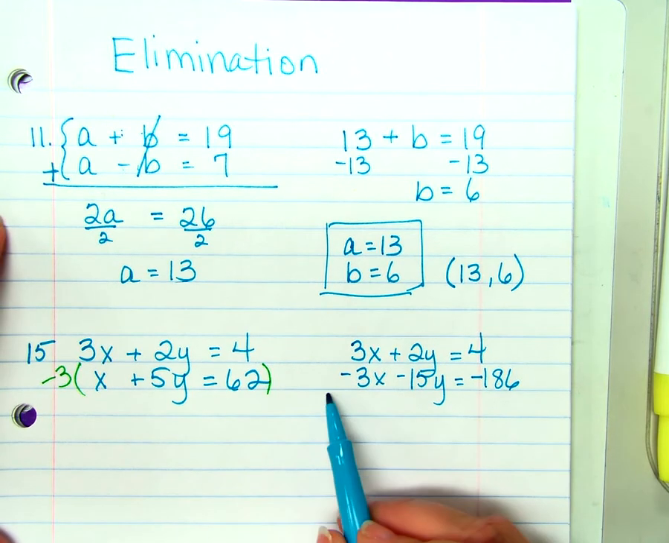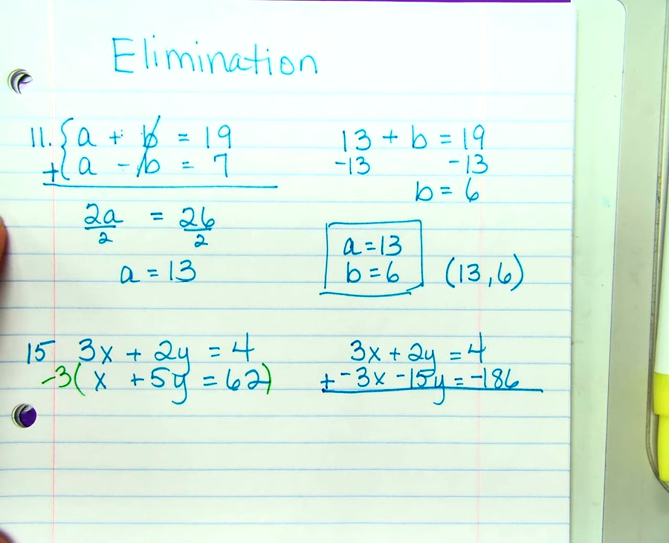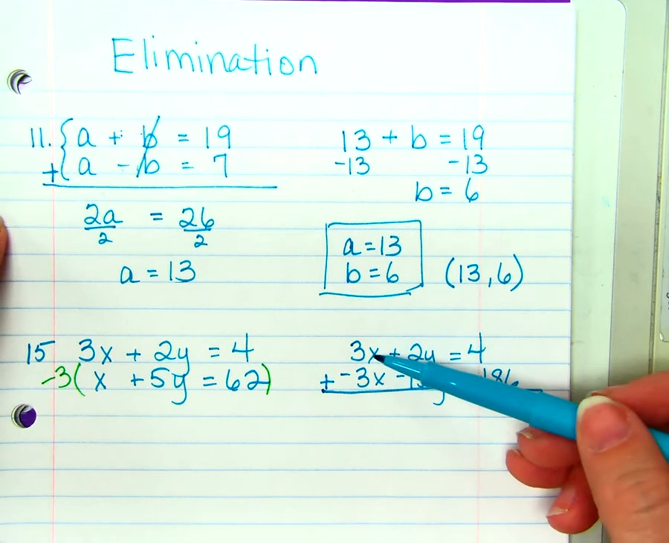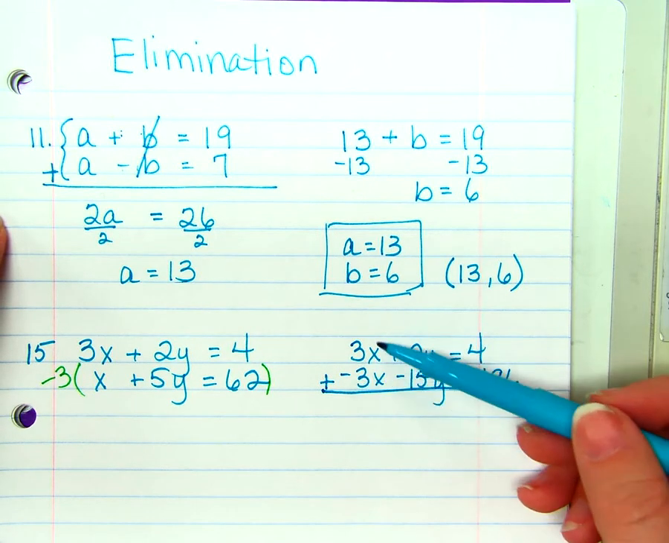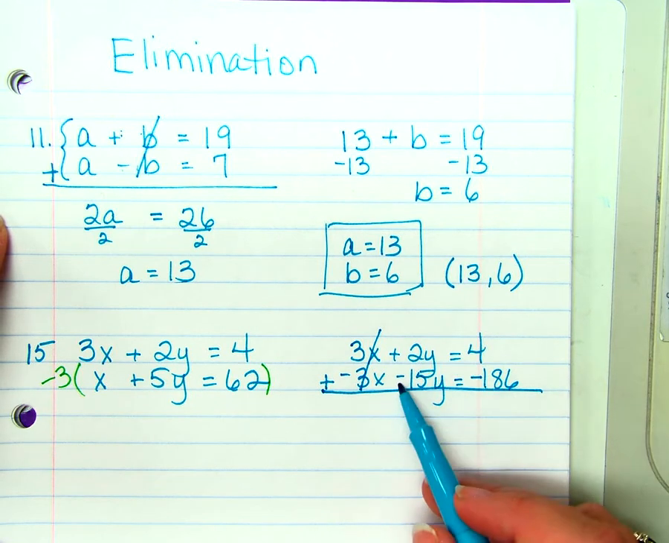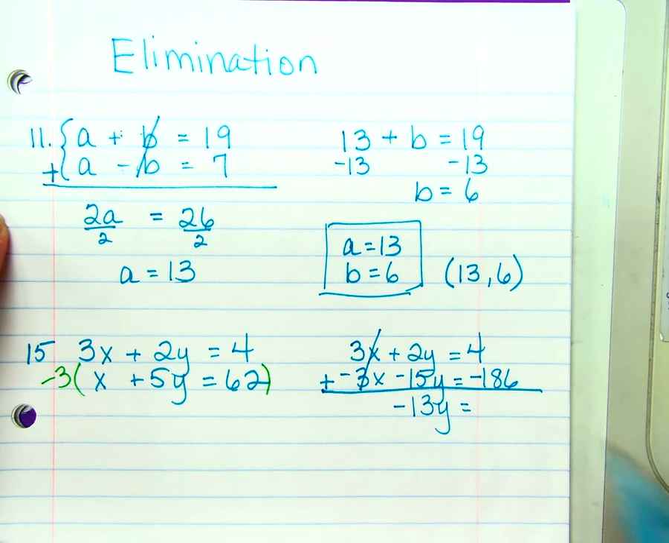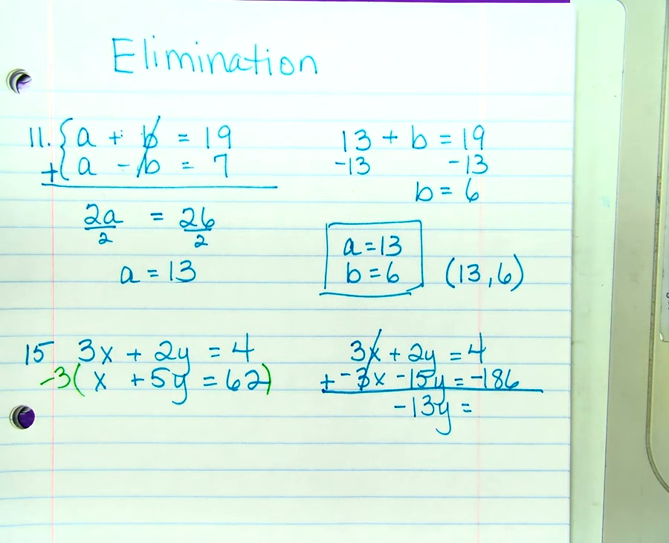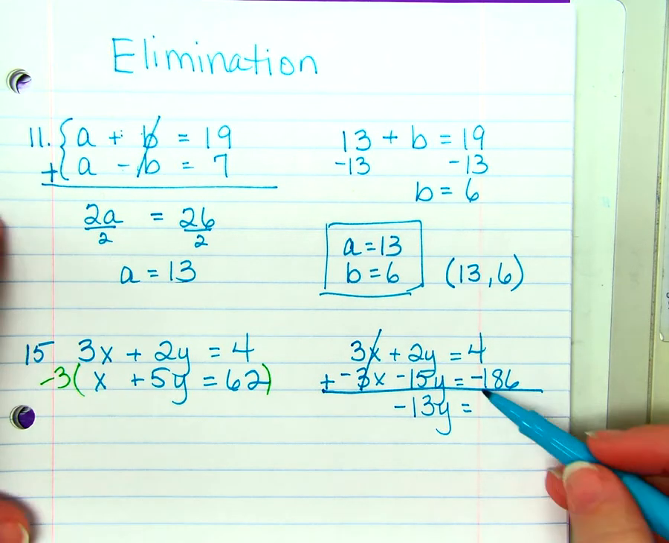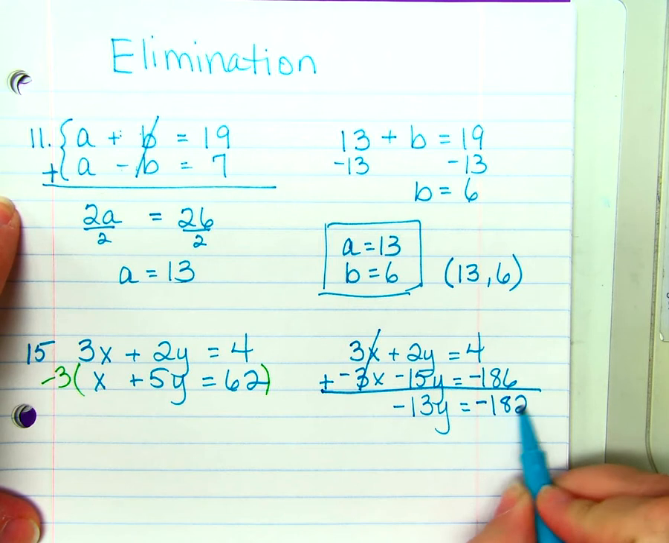Negative. Now I can combine these to eliminate a variable. And look what happens. 3x minus 3x goes to 0. 2y minus 15y gives me a negative 13y. And 4 minus 186 is negative 182.